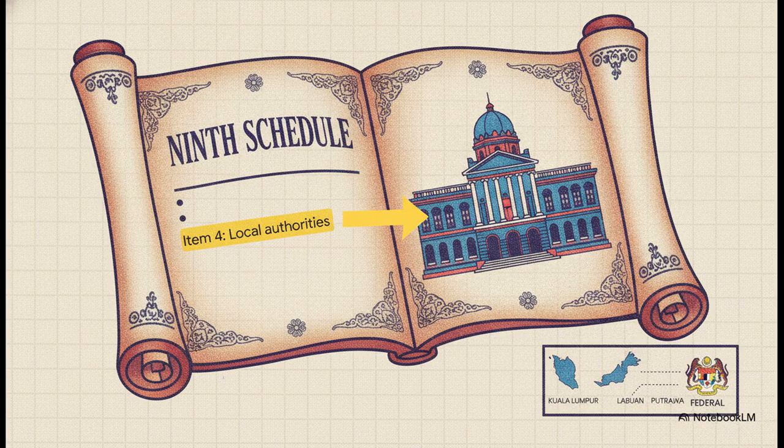Under Item 4 in List 2 of the Ninth Schedule of the Federal Constitution, all local authorities fall under the exclusive jurisdiction of the state governments. The states determine the programs and policies. The only exceptions here are the local governments in Kuala Lumpur, Labuan, and Putrajaya, because those fall under federal territories.